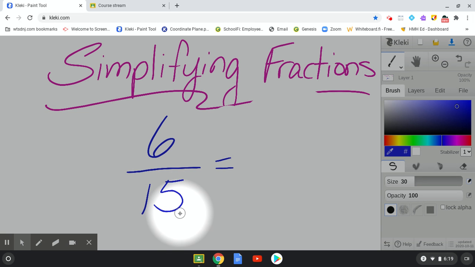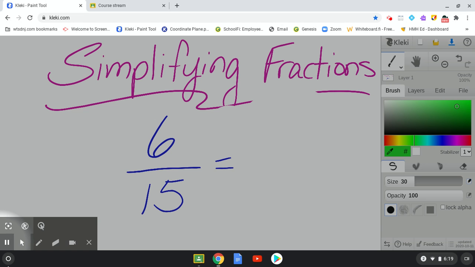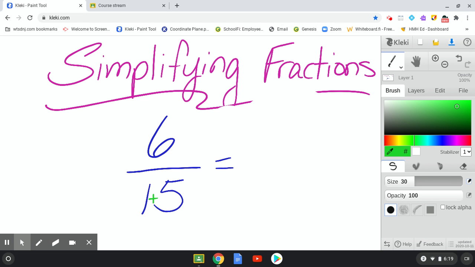So let's think of our 3 rule. The 3 rule is if we add up the sum of its digits, and the sum of its digits is divisible by 3, the whole number is divisible by 3. Well, we don't need to add anything for 6 because it's a single digit, but we should know that 6 is divisible by 3, that 3 times a number does give us 6. And if we use the 3 rule for 15, if we go ahead and add our digits here, so 1 plus 5 equals 6, and 6 is divisible by 3, so we know 15 is divisible by 3. So here we know we can divide both the numerator and the denominator by 3 to simplify this fraction down.